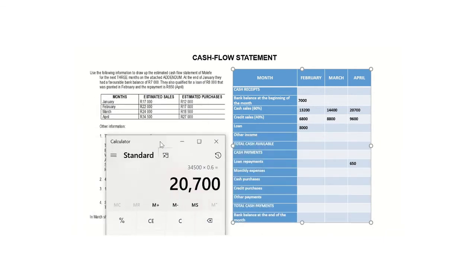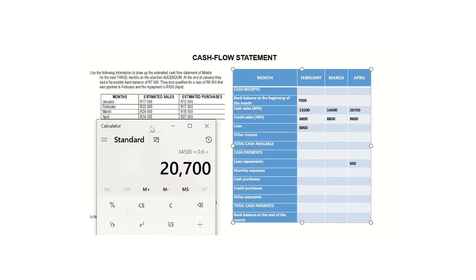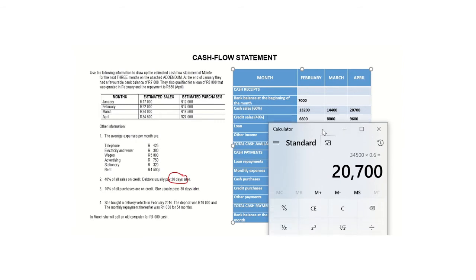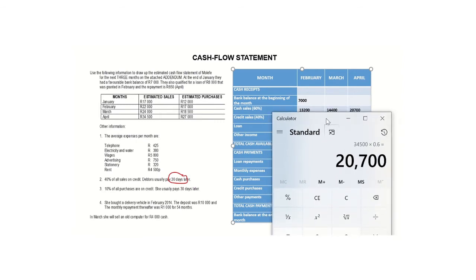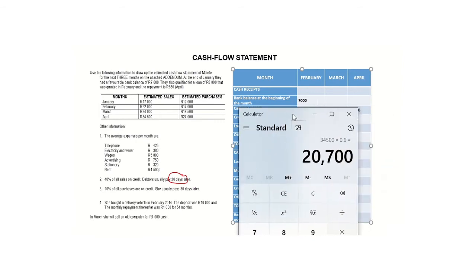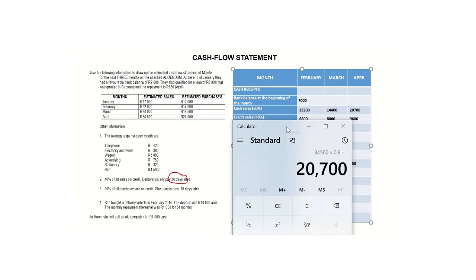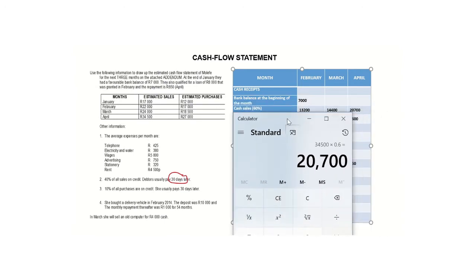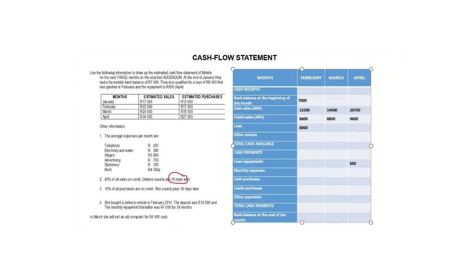So the credit portion will be received when? In May. And you are not asked to do May, so you end up with collections from sales, both cash and credit sales. So the top part of our cash flow is almost complete. If you check here, all our sales are taken care of.